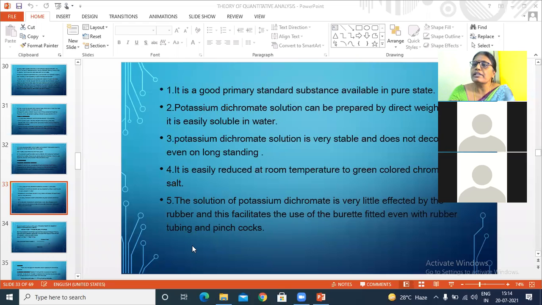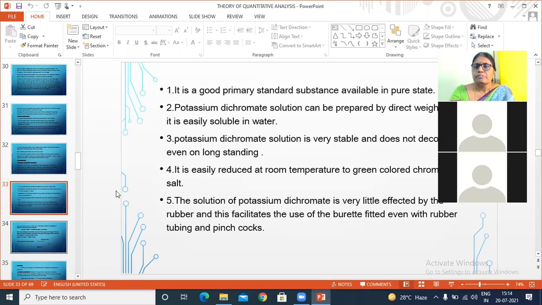It can undergo reaction very easily and converts into green colored chromium salts. And the most important point to remember is that there is no reaction with rubber. There is no effect on plastic burettes or plastic corks if you use them in titrations with dichromate. This is a more important thing which we have to remember.